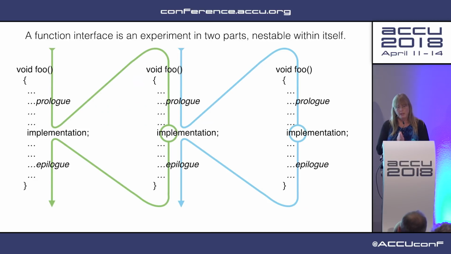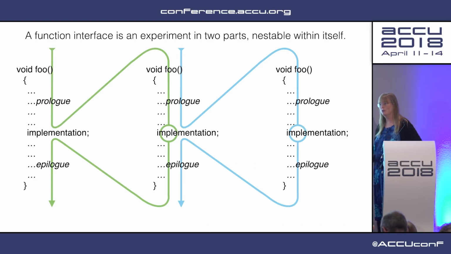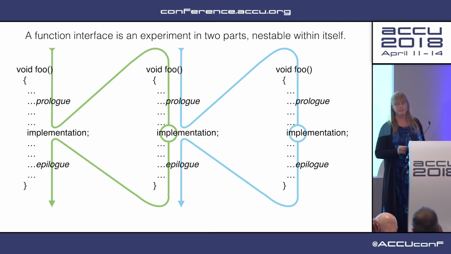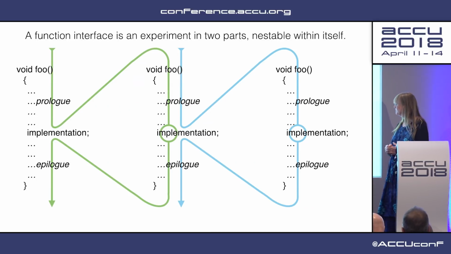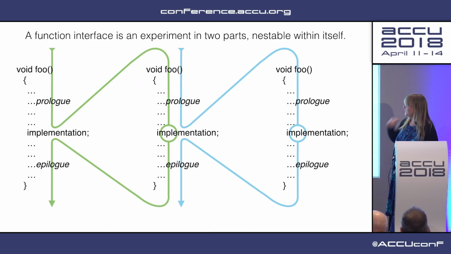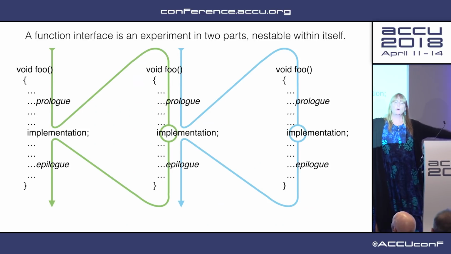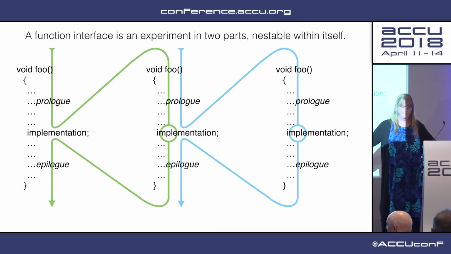But if we can put one interface on a function, we can surely put 10 of the same interface nested on the function. So that's our clue. A nestable experiment in two parts is what we need for a function interface. And it's because we have these two parts because we are describing before and after.